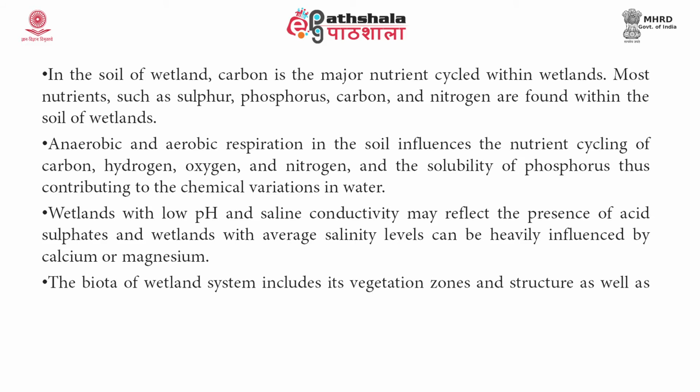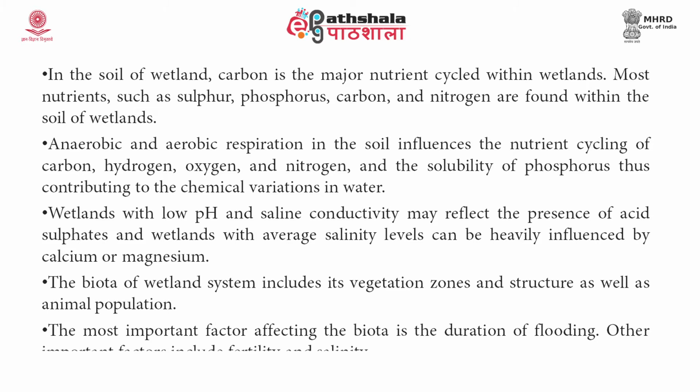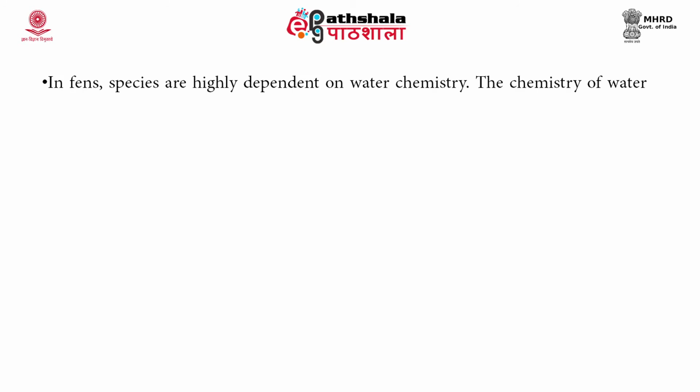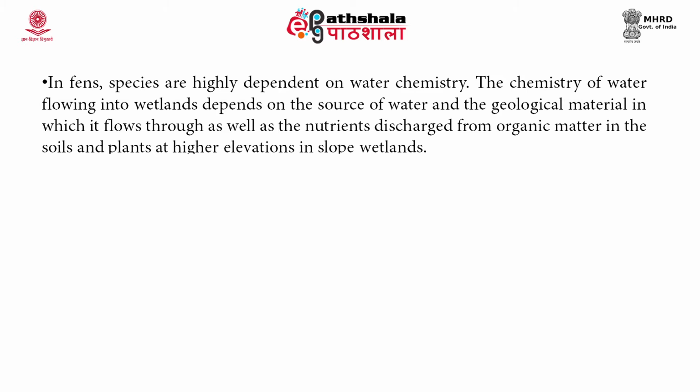The biota of a wetland system includes its vegetation zones and structure as well as animal population. The most important factor affecting the biota is the duration of flooding. Other important factors include fertility and salinity. In fens, species are highly dependent on water chemistry.